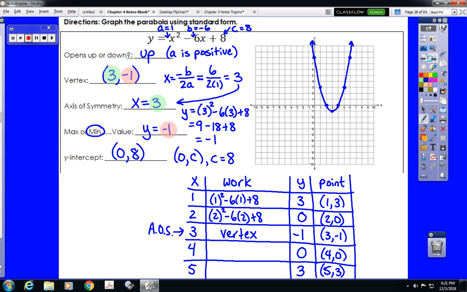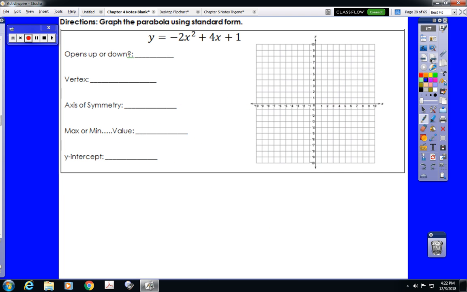Let's do another one. Okay, same deal. We need to identify that A is negative 2, that B is positive 4, and that C is positive 1. I almost wrote negative 1, and as you can see, I already fixed that, so no judgment. Okay, does this open up or down? Well, A is negative. That should tell us that it opens down.